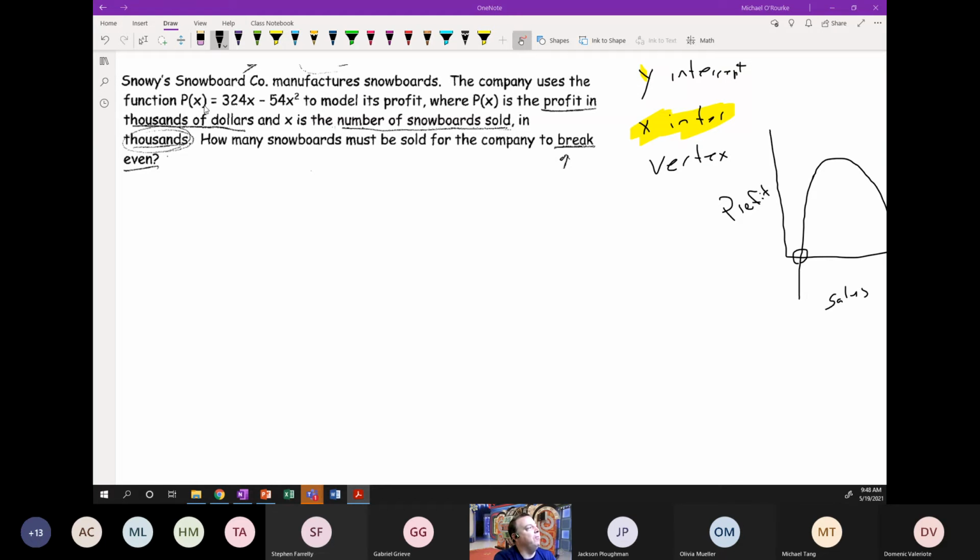here's the question I'm looking at now. We know we want to find our x-intercepts, so we have 2 choices. We can factor, or we can use the quadratic formula. I always favor factoring first. So let's take a look at this equation. Profit of x, we want the profit to equal 0 in this case, so it's our break-even point. So when the profit is 0, it equals 324x minus 54x squared.